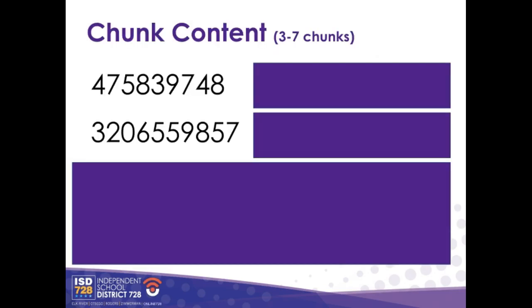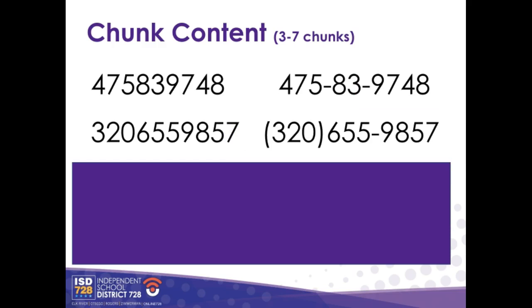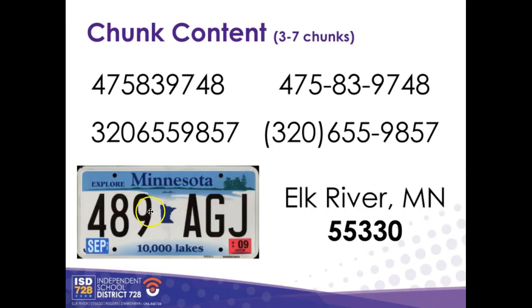Now when you chunk your content, try to consider keeping things to 3 to 7 chunks. Like this number here doesn't mean a lot to us, but if we chunk it like a social security number, now it does. This number, 10 digits, seems random, but really it's a telephone number. When we chunk them, it's easier to remember. License plates are chunked into 3 and 3 rather than 6. Zip codes are 5.